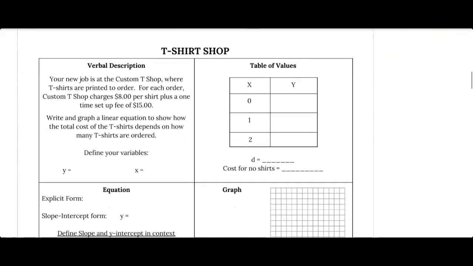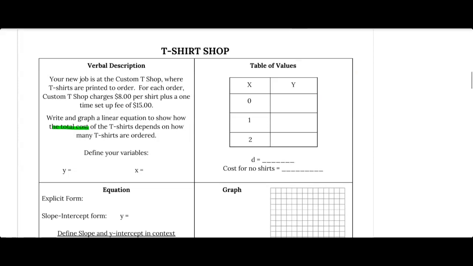So looking at the second one, t-shirt shop. Your new job is at the custom tee shop where t-shirts are printed to order. For each order, custom tee shop charges $8 per shirt plus a one-time setup fee of $15. So defining our variables, we will see that we have 2 things going on. The first thing is you're ordering t-shirts, right? So your total cost is going to be the Y, because that's your dependent. It'll depend on how many t-shirts you order.